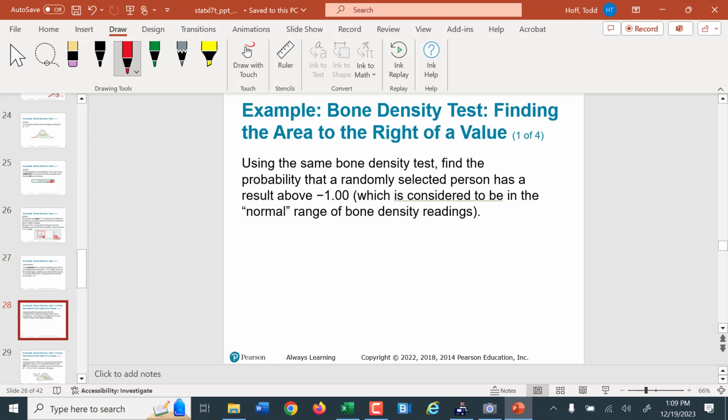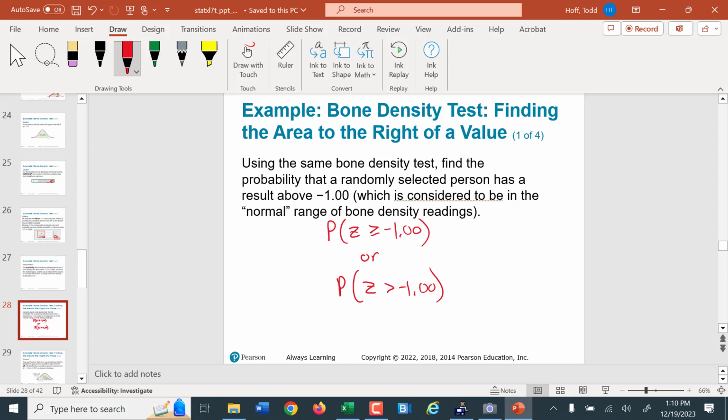What if we wanted to find out what's the probability someone will have a bone density of greater than -1? So the probability that Z is greater than -1, and we could say greater than -1.0 or greater than or equal to means the same thing for a continuous distribution, because the probability of being equal is 0, so it doesn't change anything. So it's the same as saying the probability that Z is greater than -1.00.